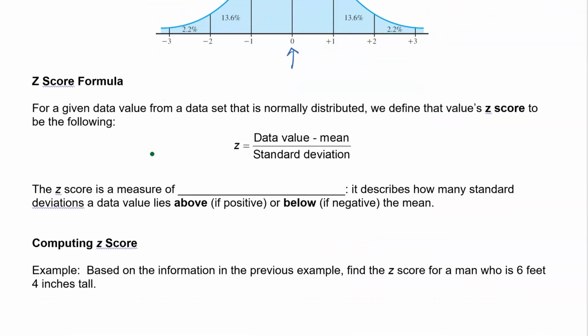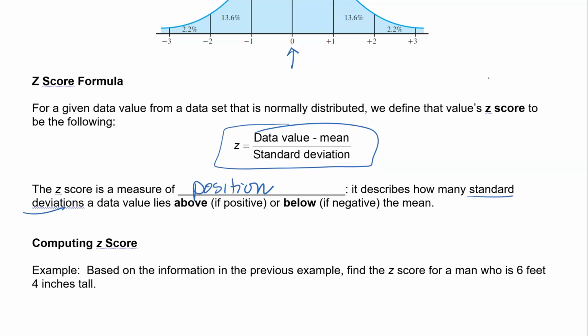And there's a formula for z-score. It's pretty simple. There are 3 numbers involved, and the formula is right here. You take the data value minus the mean, divided by the standard deviation. The z-score is a measure of position that tells us how many standard deviations a data value lies above (positive) or below the mean.